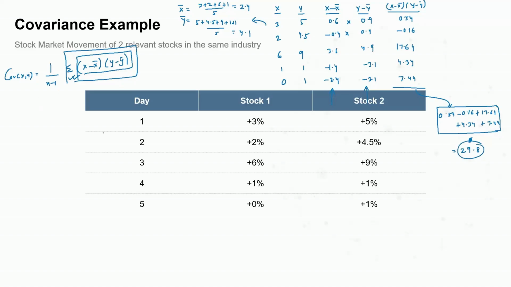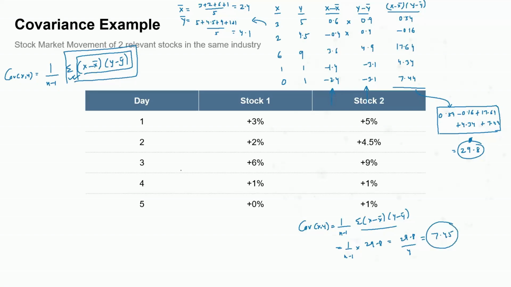Okay, now we will try to use the covariance formula. Covariance of xy is equal to 1 by, this is a sample data, so we'll consider n minus 1, summation of x minus x bar multiplied with y minus y bar. 1 by n minus 1 multiplied with this thing. This entire thing is 29.8. Now this becomes 29.8 divided by 4, which becomes 7.45.